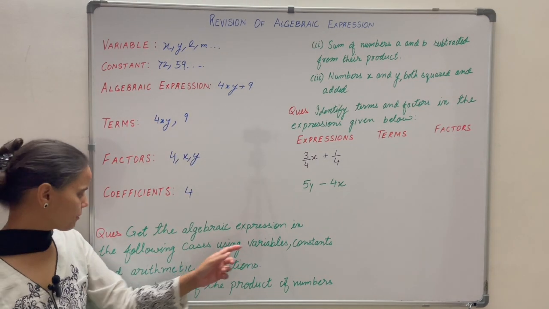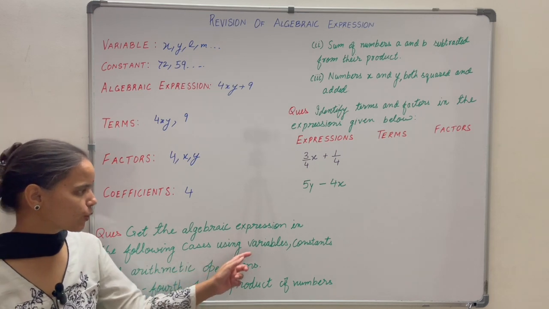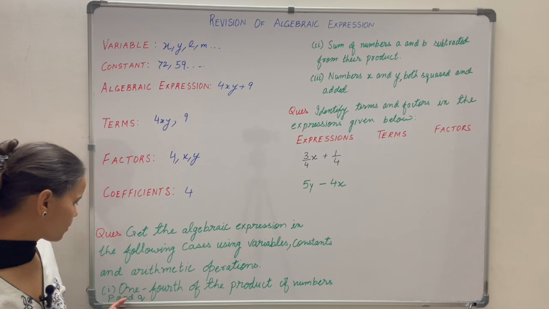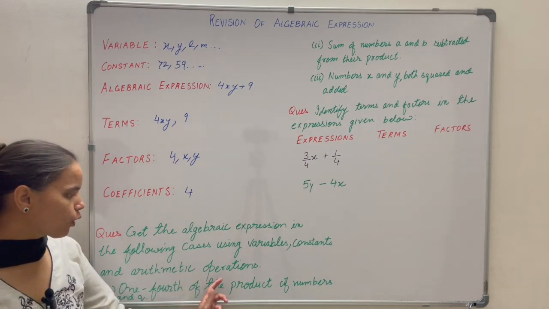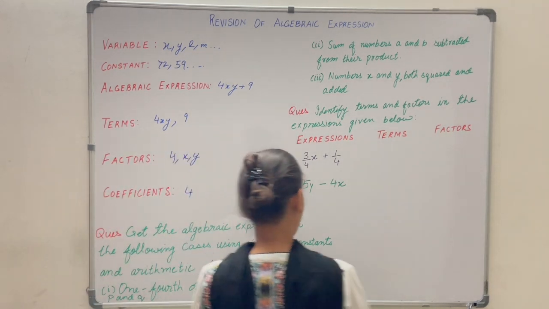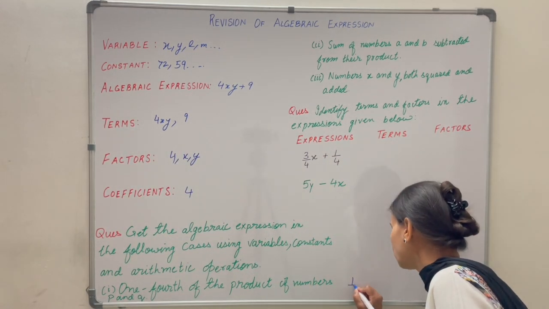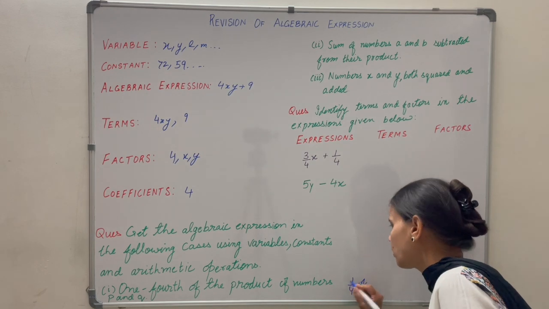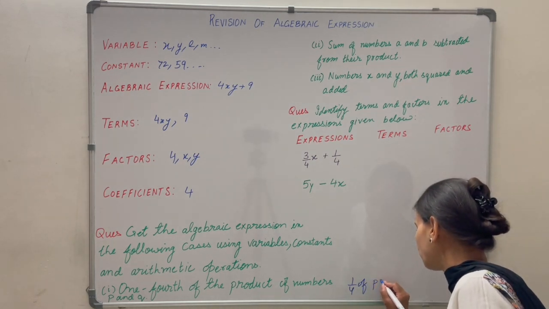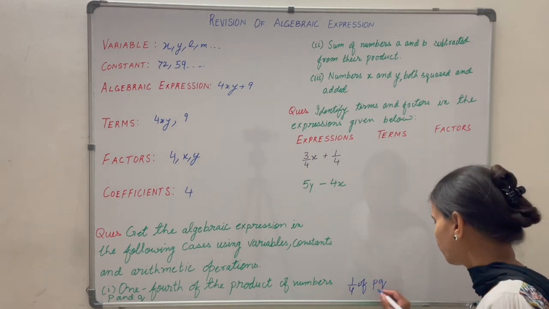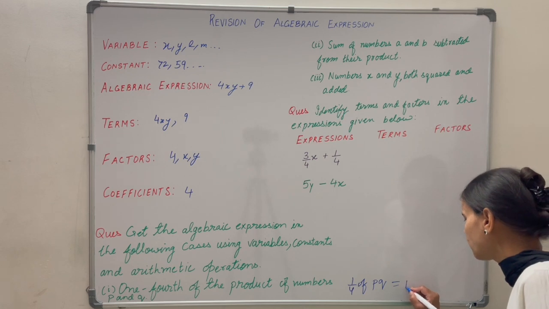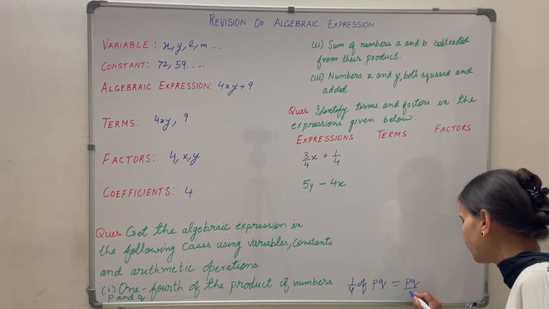Get the algebraic expression in the following cases using variables, constants, and arithmetic operations. The first question is 1/4 of the product of the numbers p and q. Product of the numbers p and q means p into q. If you simplify this, of means multiplication, so it is pq by 4.